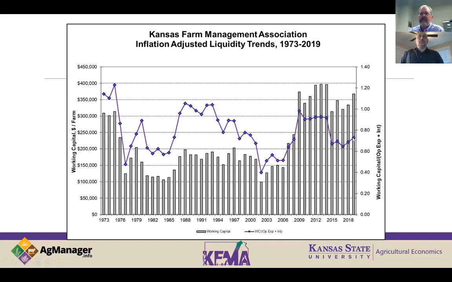Within there, just to discuss how that looks for different profit levels, our bottom 25% farms in 2019 had a working capital to operating expense plus interest ratio of 32 to 33%, 32.63. The top 25% farms, it was at 92. So a very, very substantial difference.